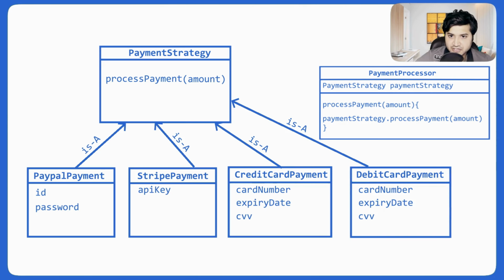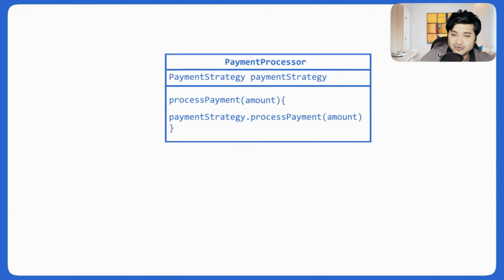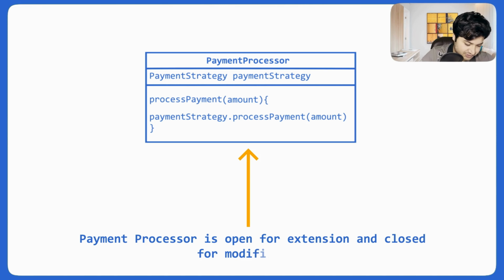Great. Is there duplication? I can see there is no duplication. Whatever is common can be put into the common payment strategy, right? Testing of this would be really easier because you can mock objects very easily. Now, payment processor is also following the open close principle. If you see, this is open for extension. You can extend this, and it is closed for modification. There would be no modification, right?